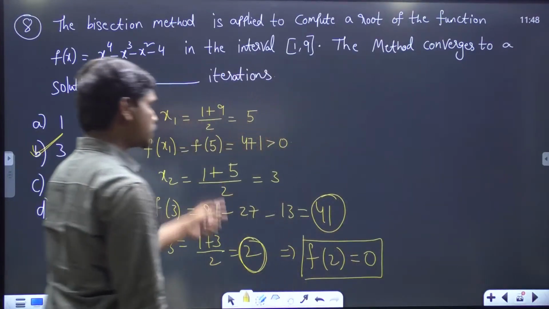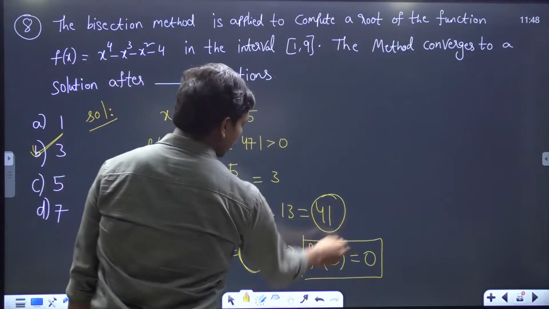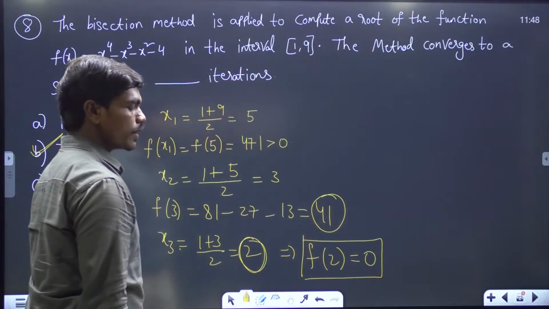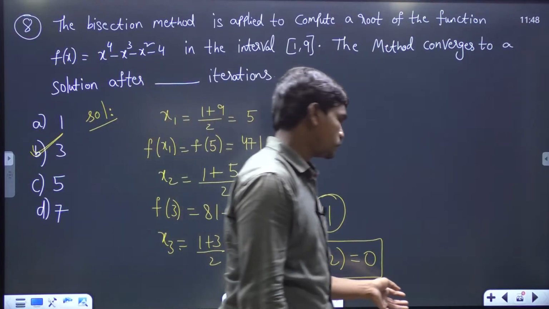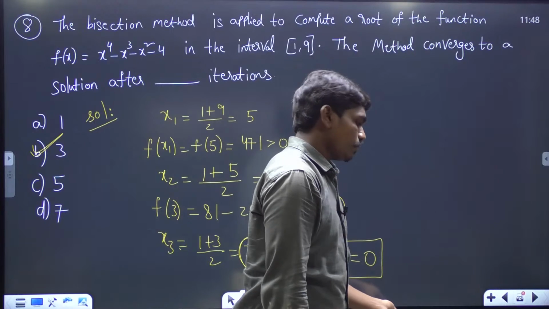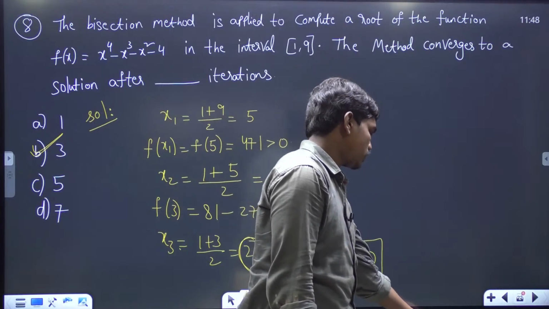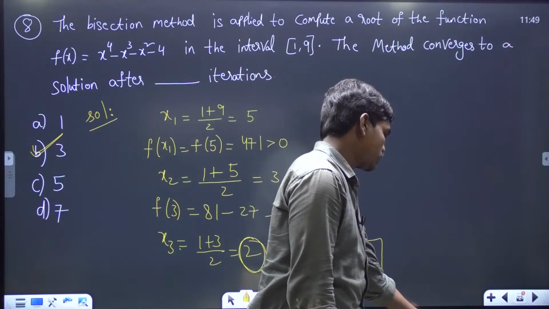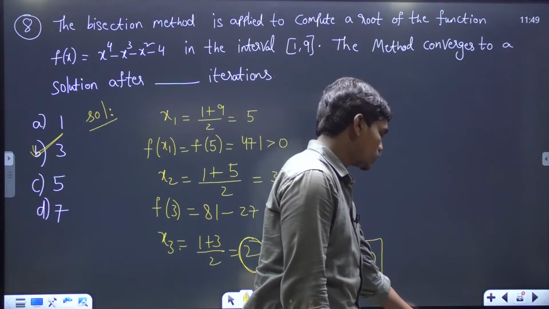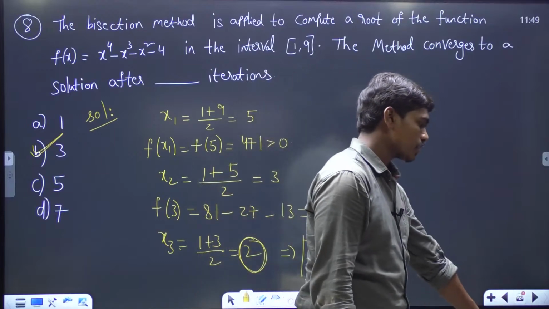So in 3 iterations you could get the solution, and this third iteration value is x equal to 2, and f of 2 is equal to 0. Okay, straight away solving this question. I hope there is no discrepancy here for you. Okay, so can I go for the next part? Clear?